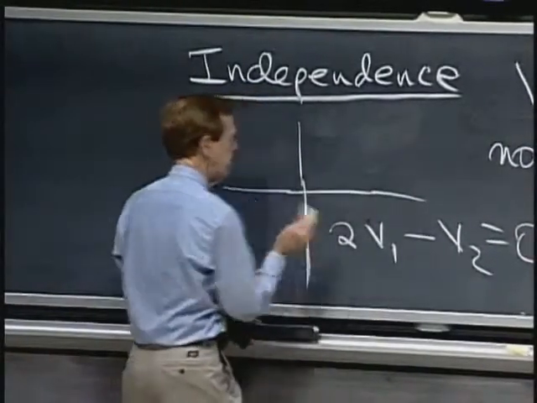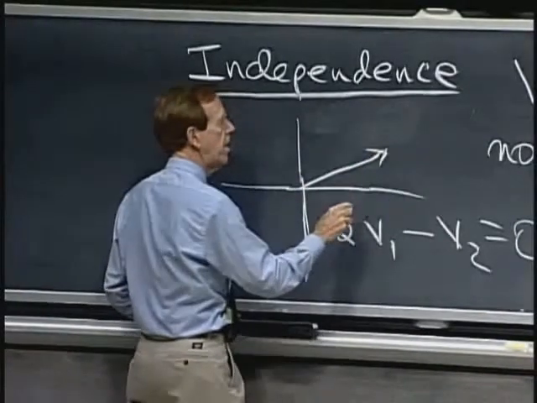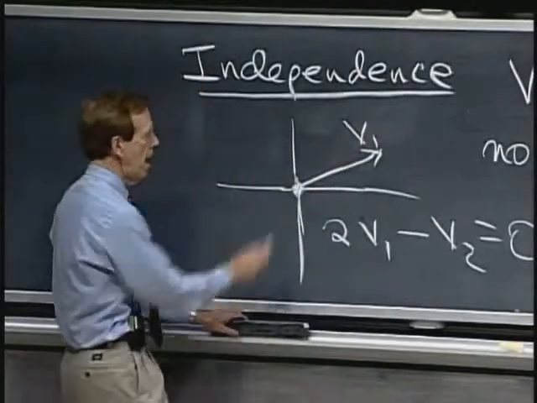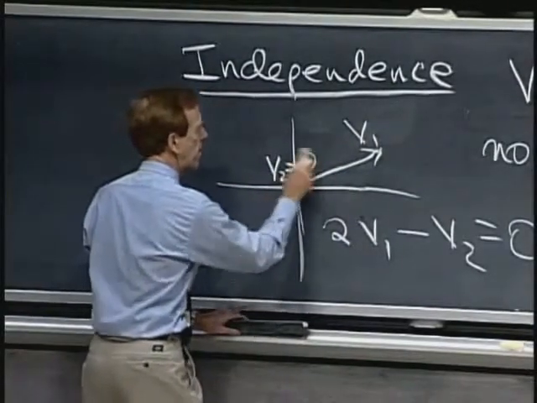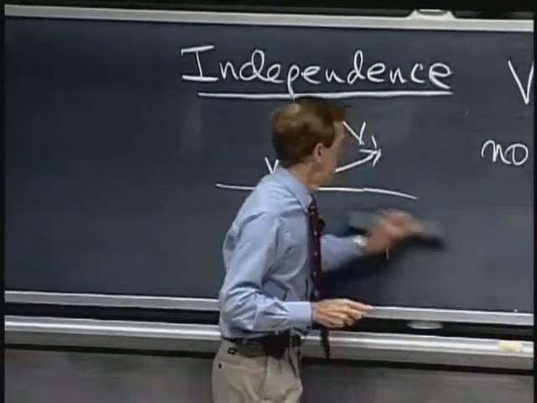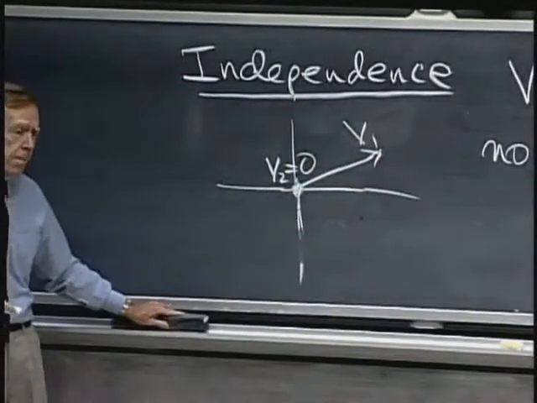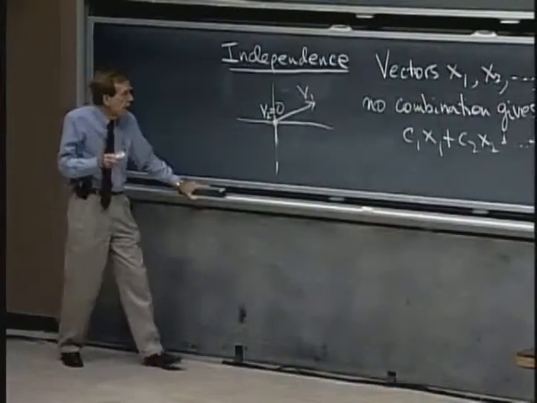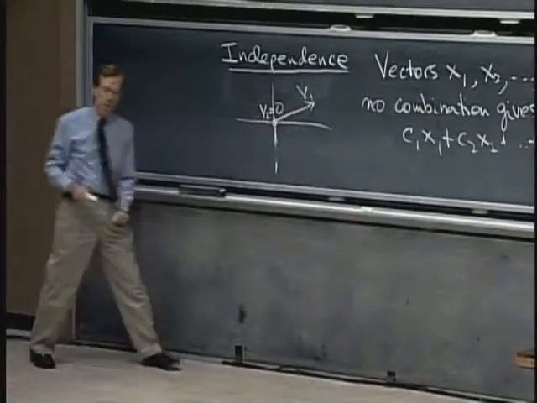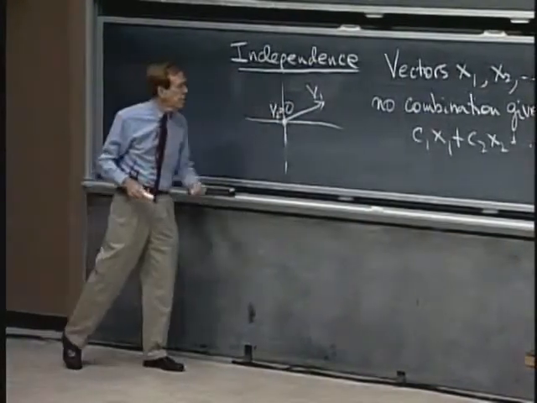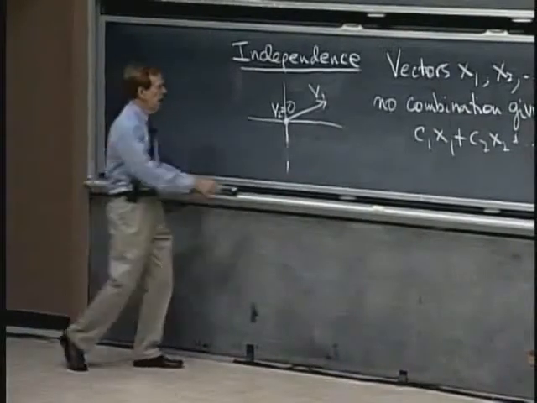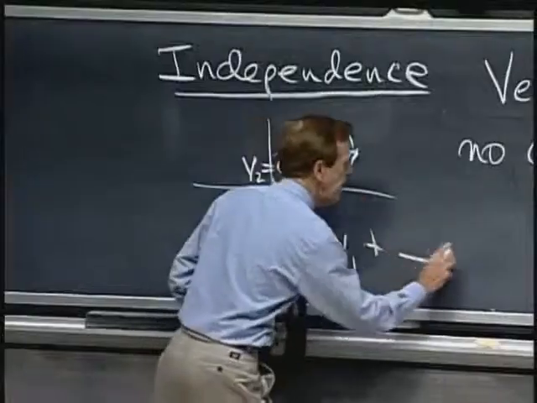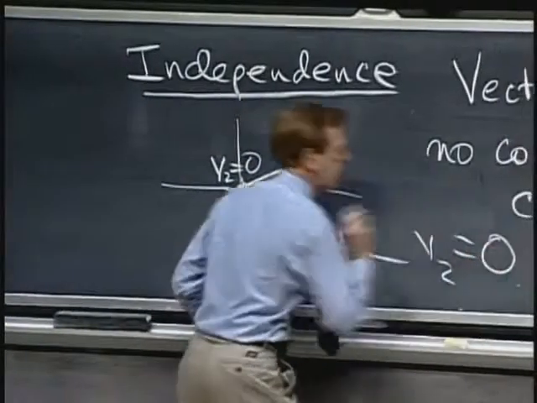Here's another example. It's an easy example. Suppose I have a vector v1 and v2 is the 0 vector. Then, are those vectors dependent or independent? They're dependent again. You could say this guy is 0 times that one. But let me write it the other way. What combination? How many v1s and how many v2s shall I take to get the 0 vector?